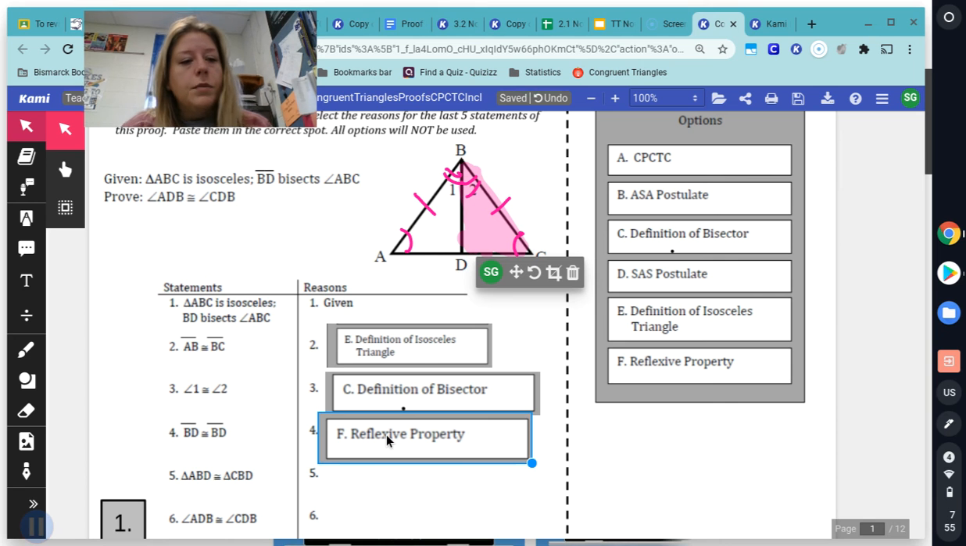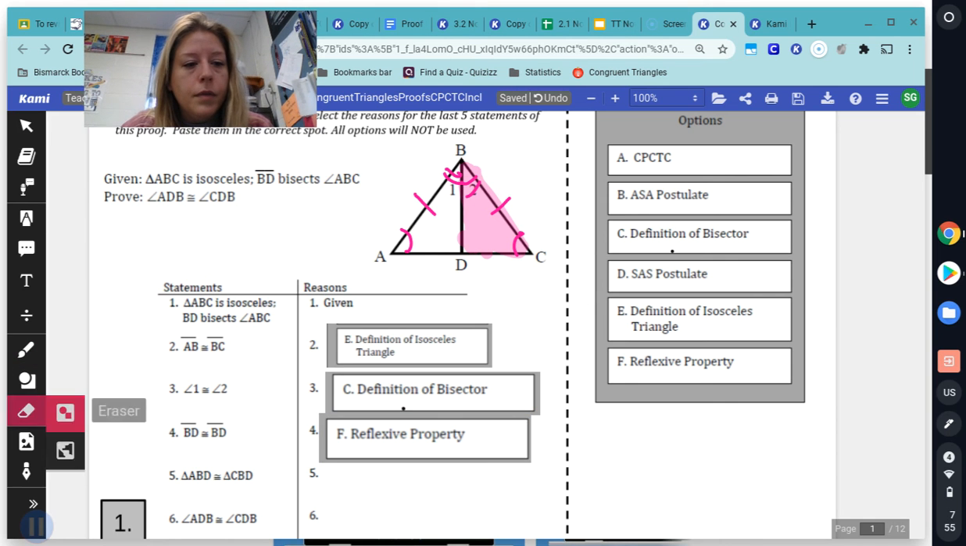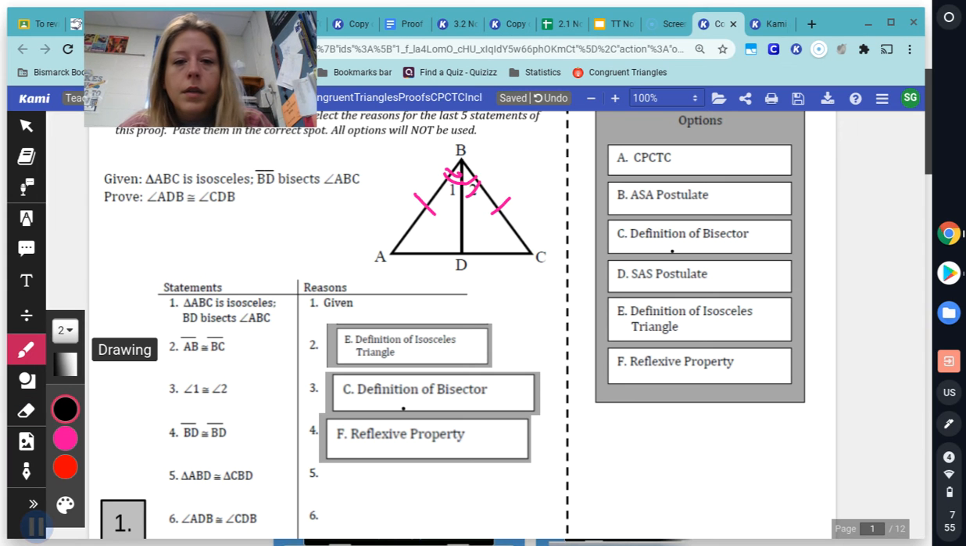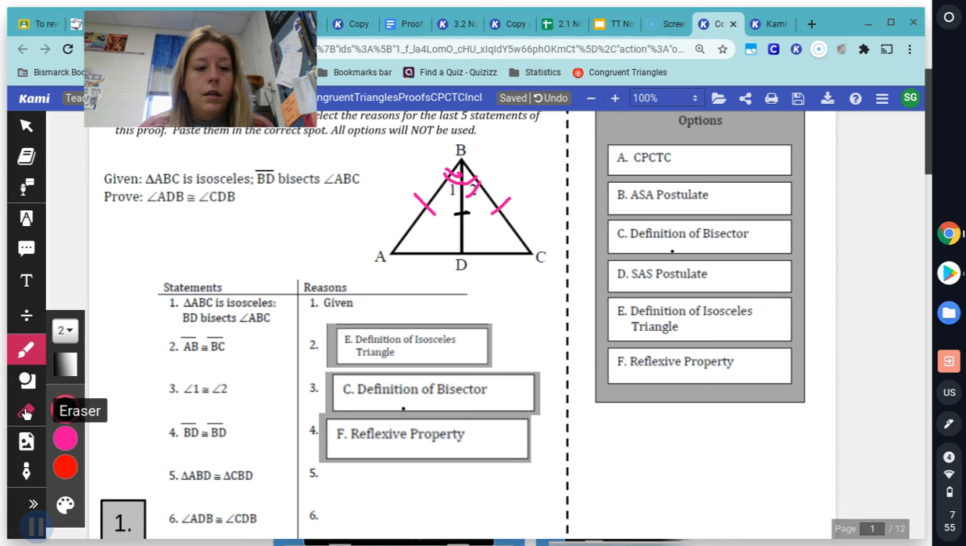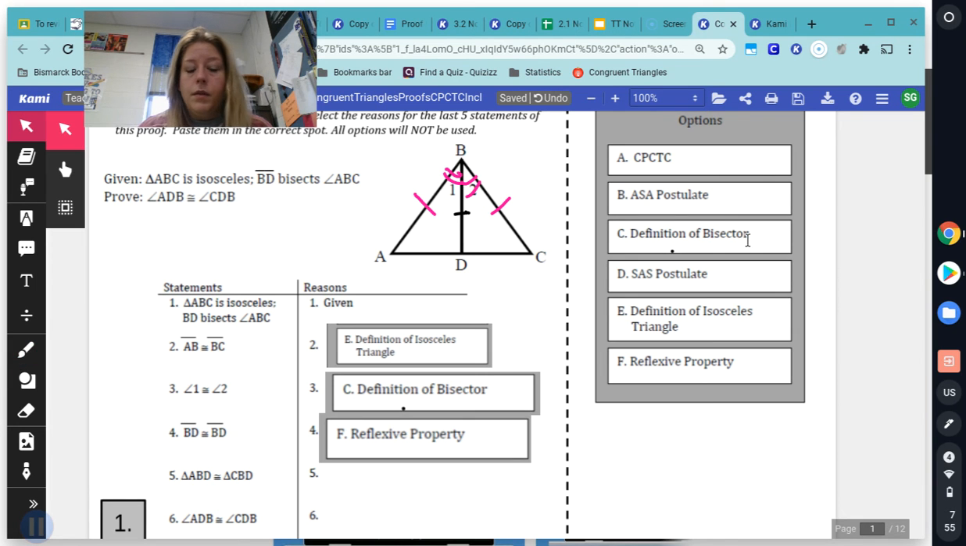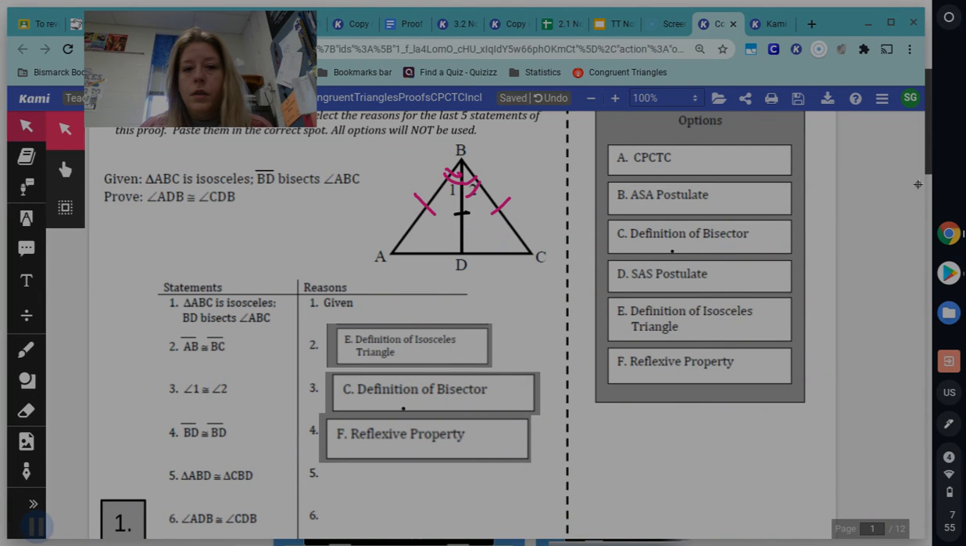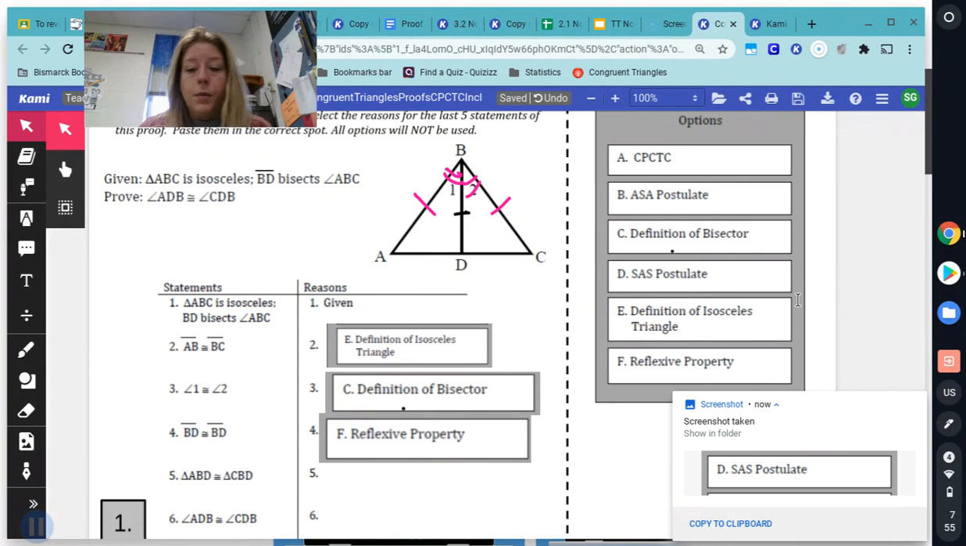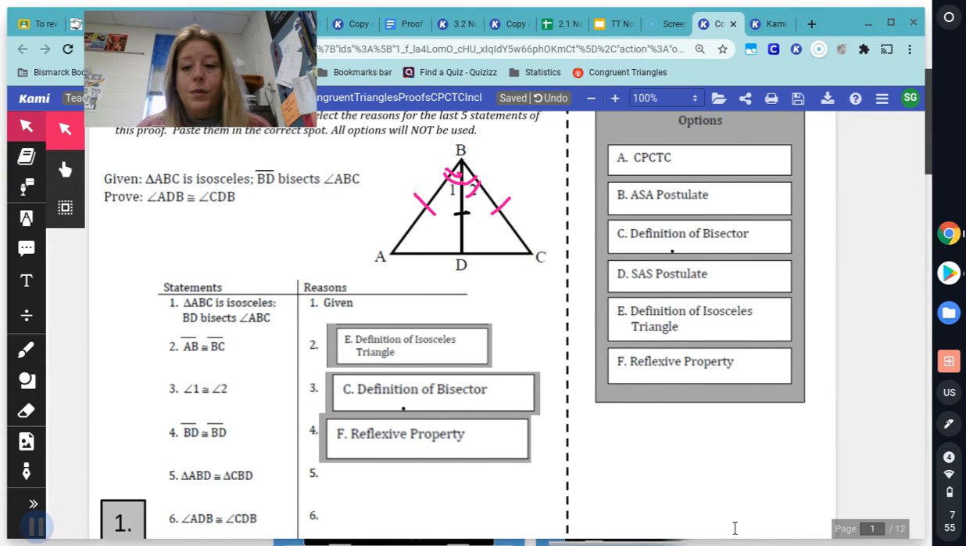So if I change my markings on my drawing, so we're not going to do angle A and angle C. We're going to do that one. So it's going to be side angle side. Go back to my arrow. So the triangles are congruent because of side angle side. Now, if I hadn't changed the marking with what we actually did in the proof, I would have gotten that one wrong. Because angle side angle was an option.